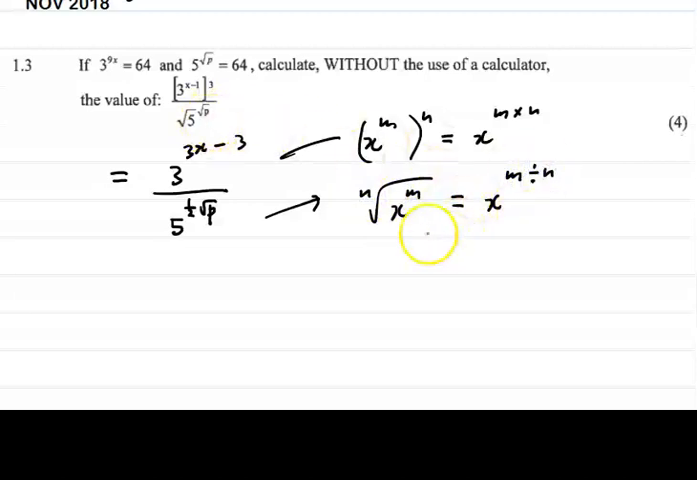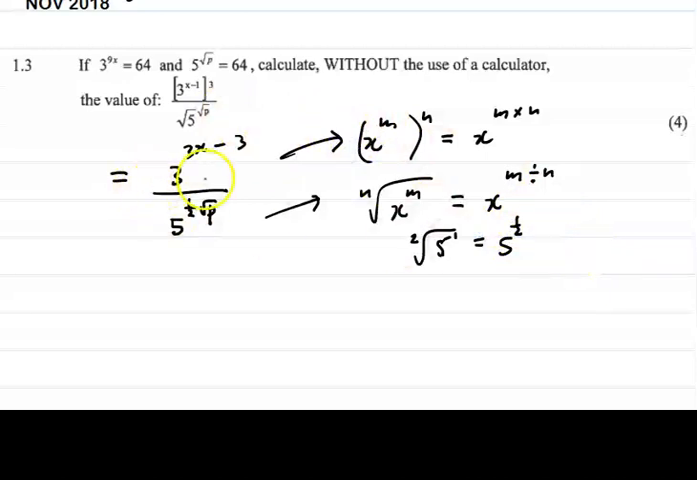So remember, for the square root of 5, there's a 1 there and a 2 there, so that's 5 to the half. These are important rules. Please revise your rules of exponents before you attempt questions of this nature.